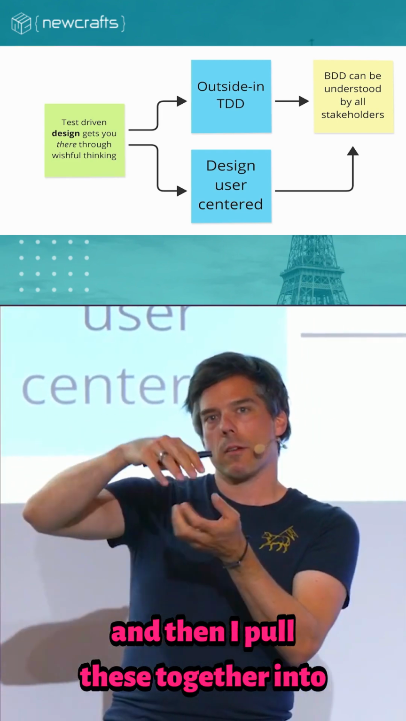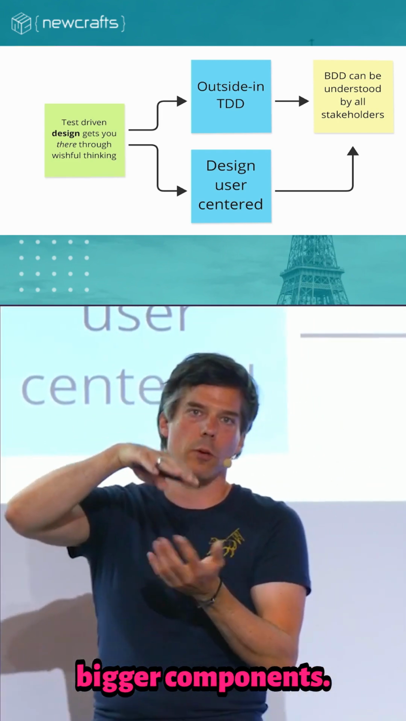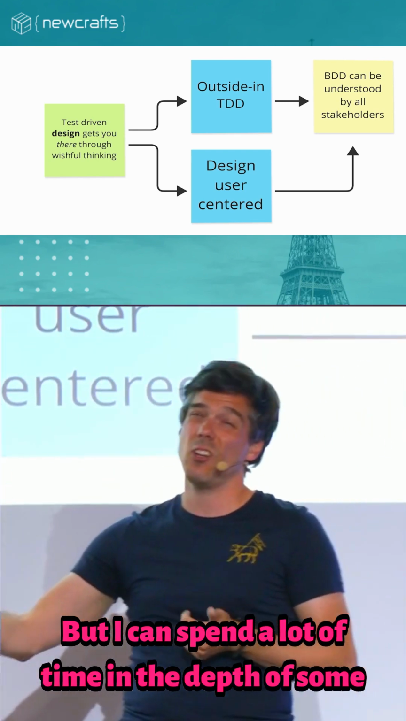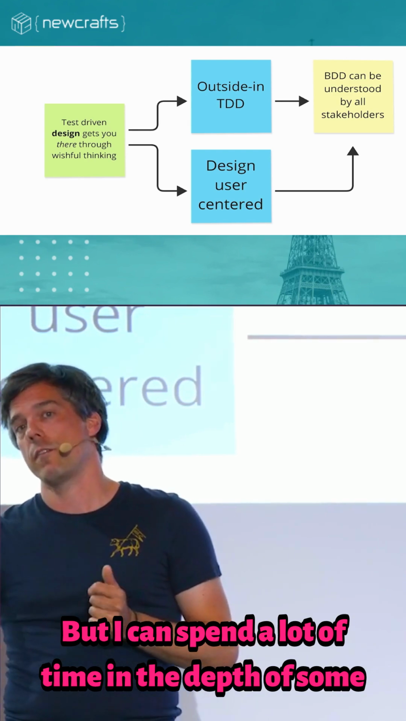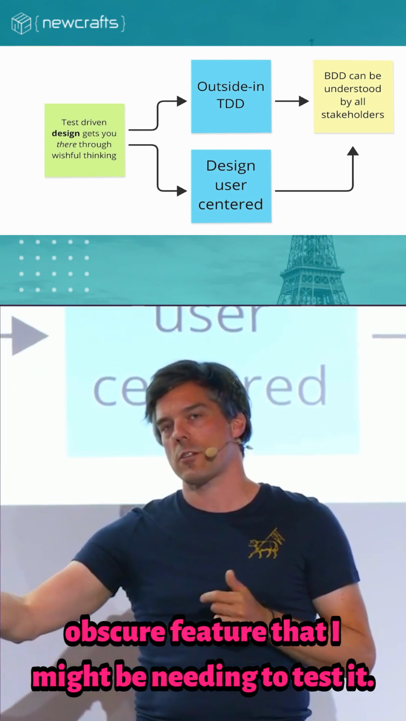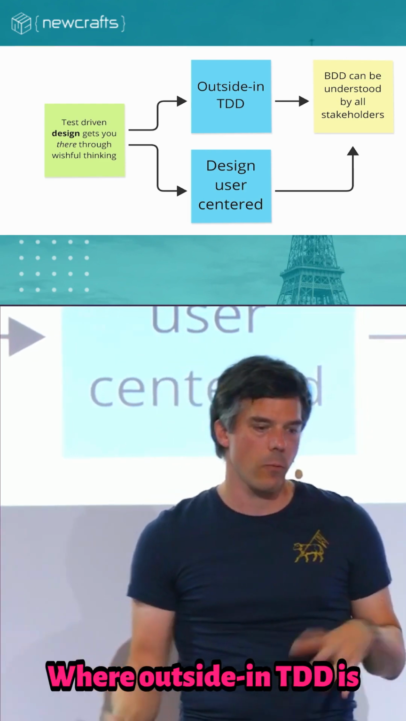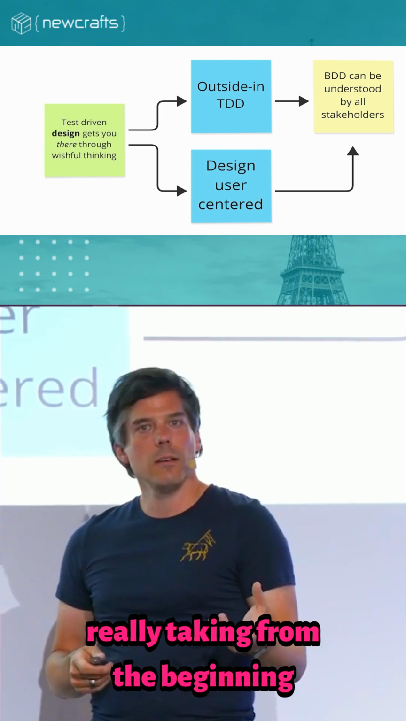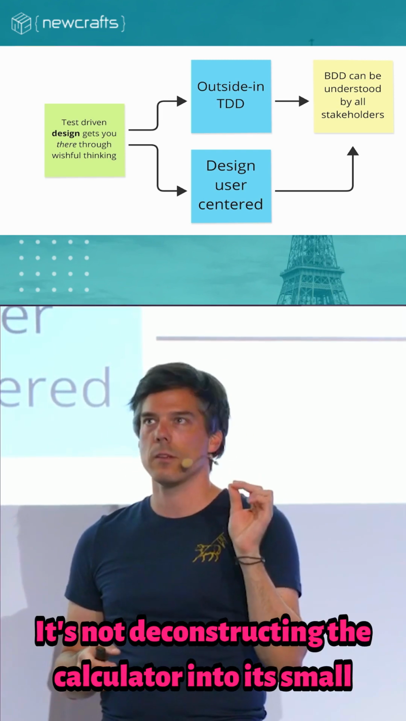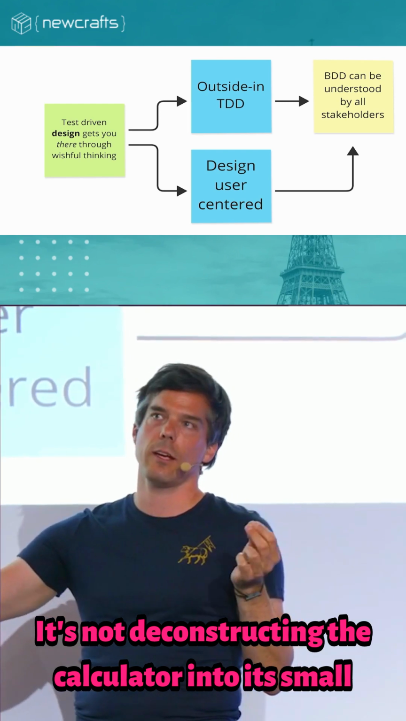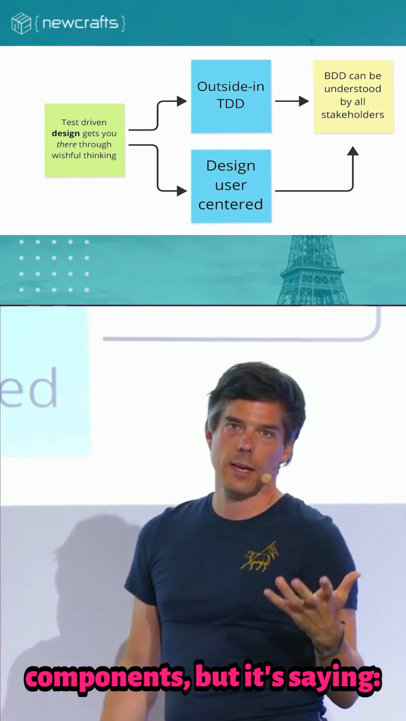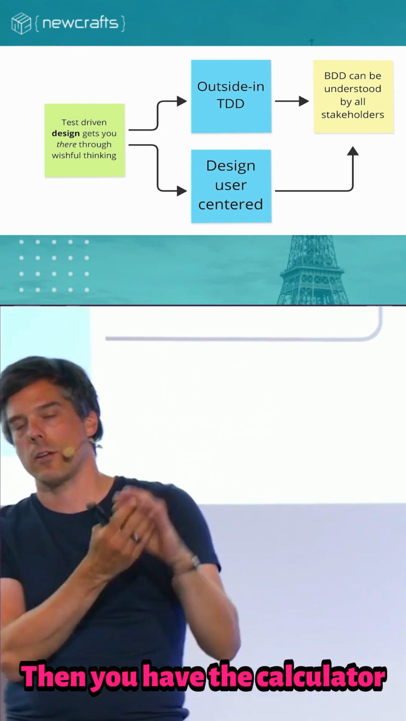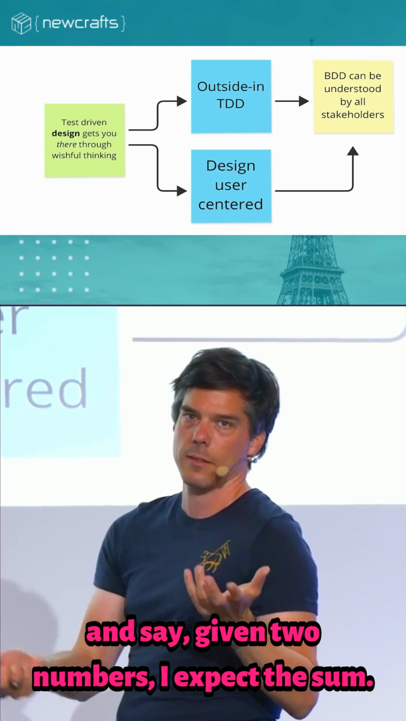And then I pull these together into bigger components. But since everything is covered under here, this goes very fast then. But I can spend a lot of time in the depth of some obscure feature that I might be needing to test, where outside-in TDD is really taking, from the beginning, the perspective of the user. It's not deconstructing the calculator into its small components, but it's saying, hey, as a user, I want to add 2 numbers. Okay, then you have your calculator and say, given 2 numbers, I expect a sum.